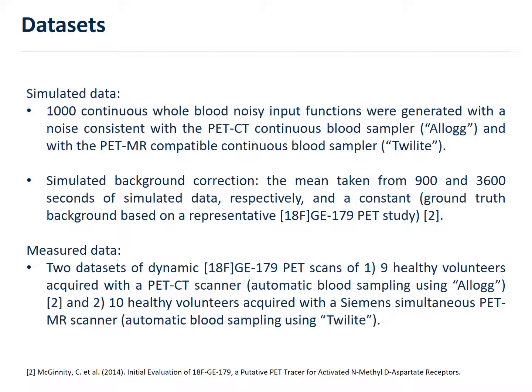The second application of Multi-Blood was done in blood data measured from two datasets of dynamic 18F-GE179 PET scans. The first dataset contains scans of 9 healthy volunteers acquired with a PET-CT scanner and the ALLOG system. The second dataset contains scans of 10 healthy volunteers acquired with a Siemens simultaneous PET-MR scanner and the Twilight system.